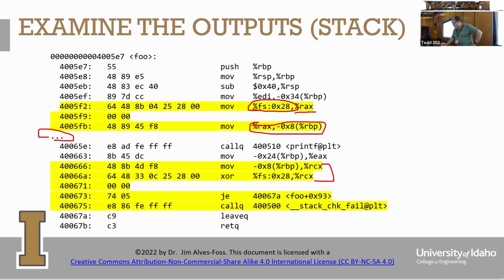At the end, it copies that value into this register and compares it with what was in memory. If they're the same, you're good and you can leave. If they're not, it calls stack check fail with standard library and said, stack smashing detected. Why? Somebody's buffer overwrote the special value, this one called stack canary value, which is a random value.